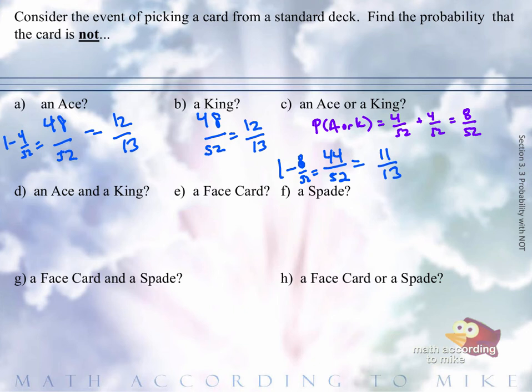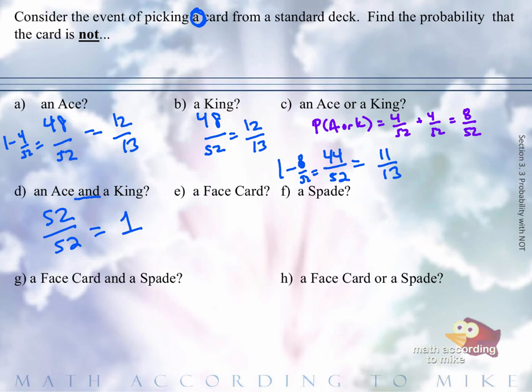D, how many cards are both aces and kings? There are no cards that are both aces and kings. And here means intersection. The reason it means intersection is because we are only picking one card. So since there are no cards that are aces and kings out of 52, then how many are not aces and kings at the same time? All of them. All cards in the deck are not aces and kings at the same time. That one's a little tricky.